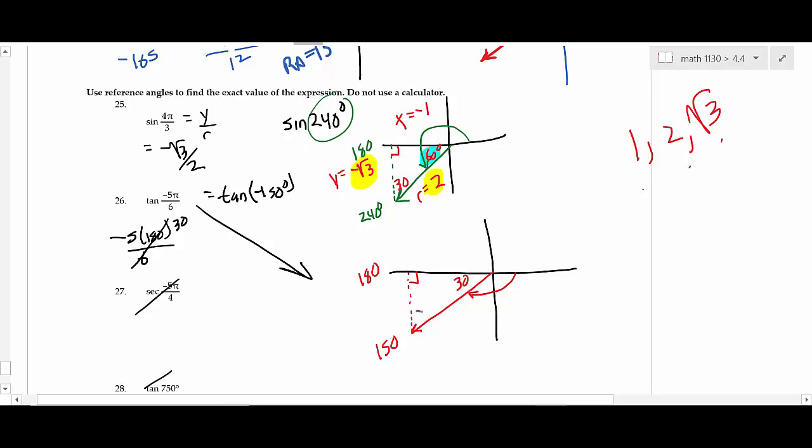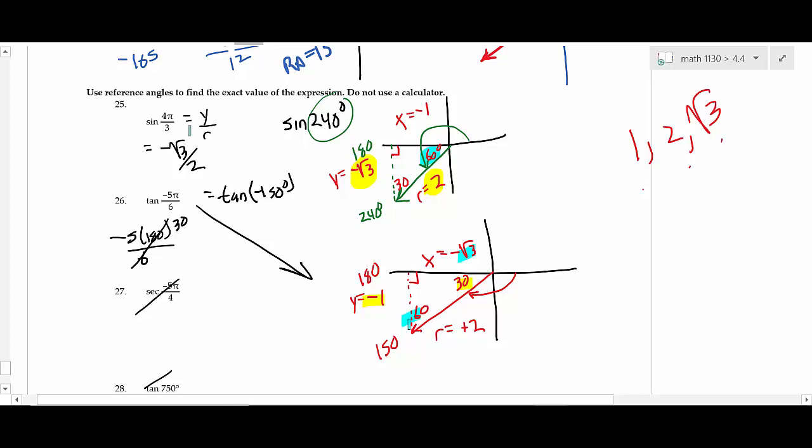So you have a 30-60 right triangle, and then you need to be able to figure out what x, what y, and what r is. Okay, so same thing, you would have a negative x, a negative y, and a positive r. So this time it goes like this. Opposite 30 is 1, opposite 60 is square root of 3, and then r is going to be positive 2. Okay, you got to learn to match those things up. The 1 matches 30, the root 3 matches 60, and the 2 matches 90.